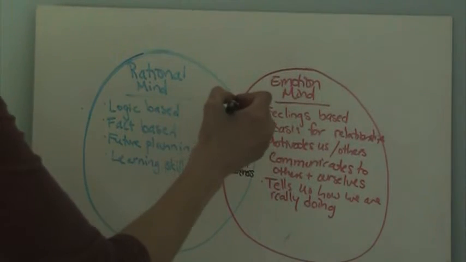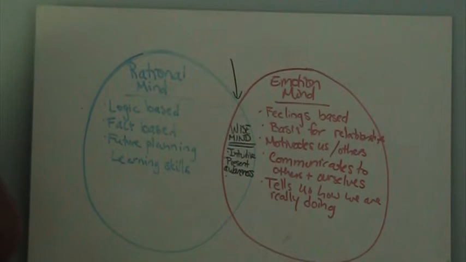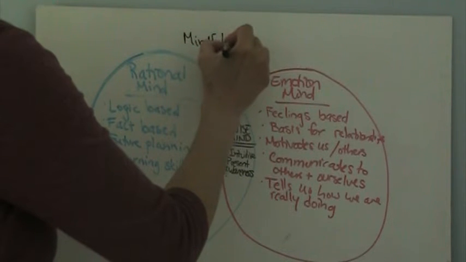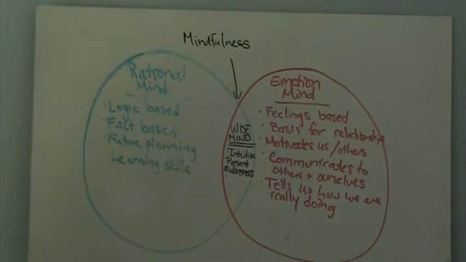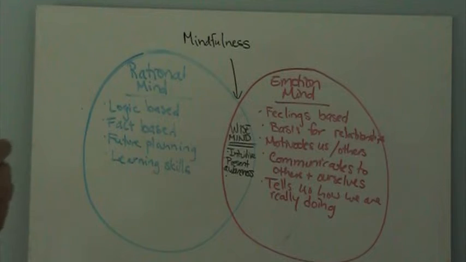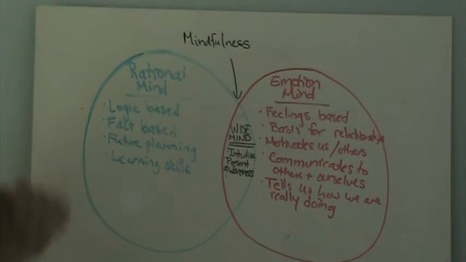So wise mind is achieved with a set of skills that is taught in dialectical behavior therapy. And one of the key components is mindfulness. And ultimately, the goal of dialectical behavior therapy is to achieve wise mind. So now I want to talk about what happens when we wind up stuck in using one or the other, but not both.